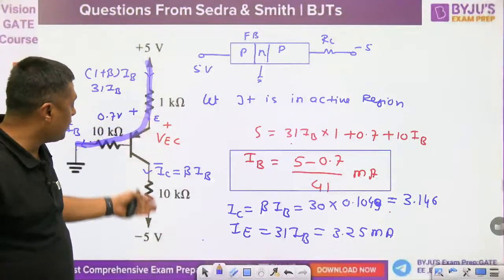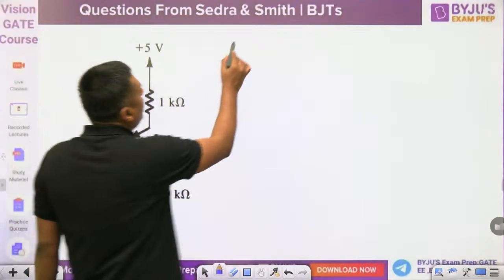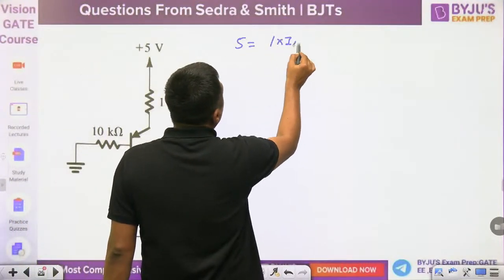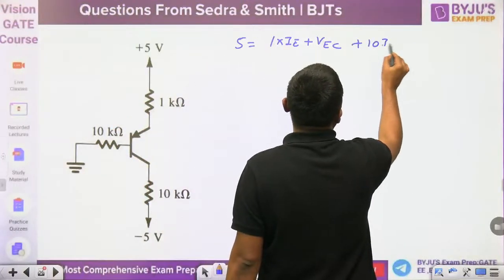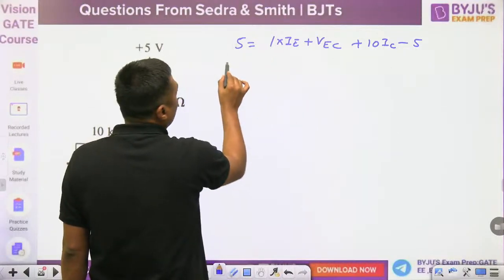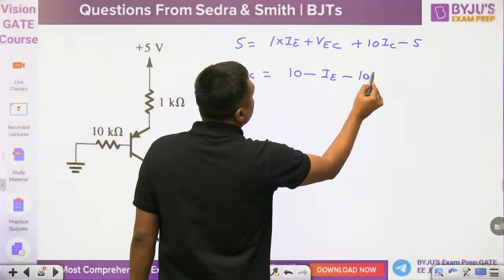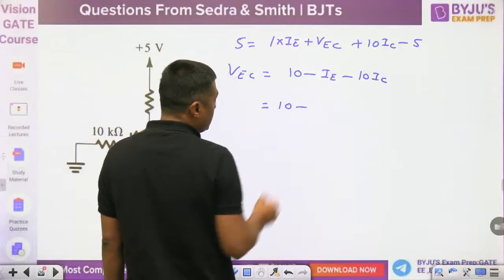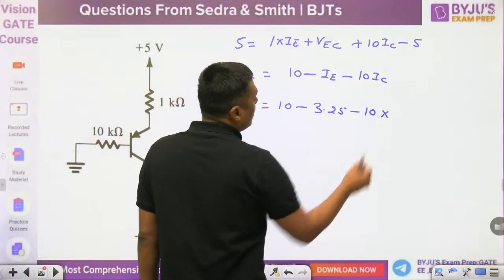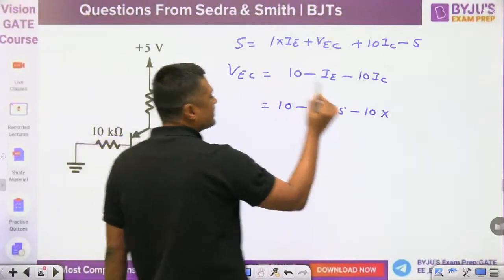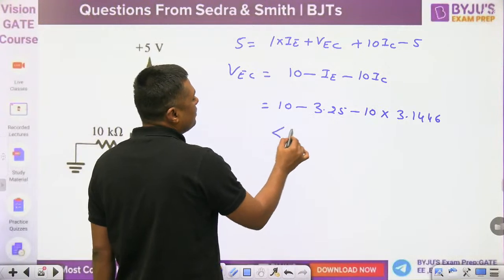Now I write down the KVL from this point to this point. When I am writing the KVL, you can write 5 equals 1 into IE plus VEC, plus 10 times IC minus 5 volt. This becomes plus 10. VEC is equal to 10 minus IE minus 10 times IC. Now find the value: 10 minus IE, what is the IE? 3.25, minus 10 times IC, what is the IC? 3.146. Is there any need to calculate? Guys, this value is negative, which means less than VC is set.